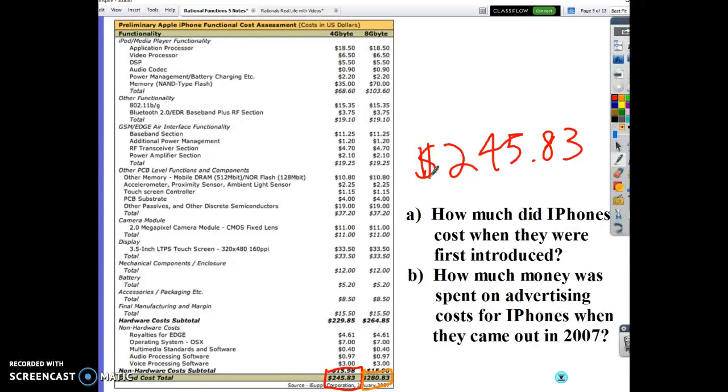Okay, so it cost them 91, not thousand, $1 million just for all of those things. And when the iPhone originally came out, it cost $499 to buy. Sorry, I kind of put that in the wrong spot. So it cost $245.83 to make them, but they cost $499 when they came out. And there's about $91 million spent on advertising and other costs for the iPhone.